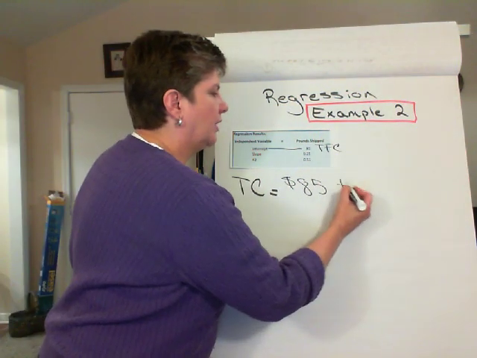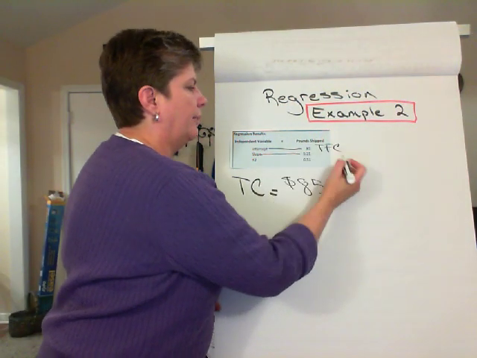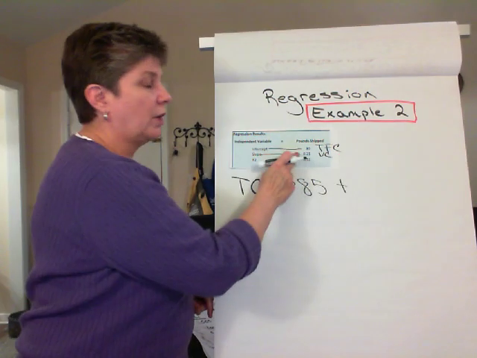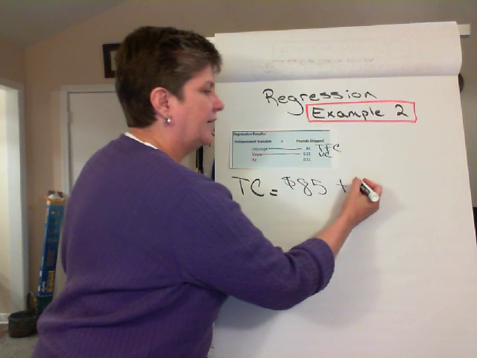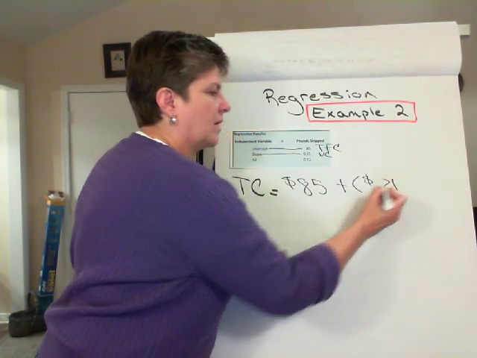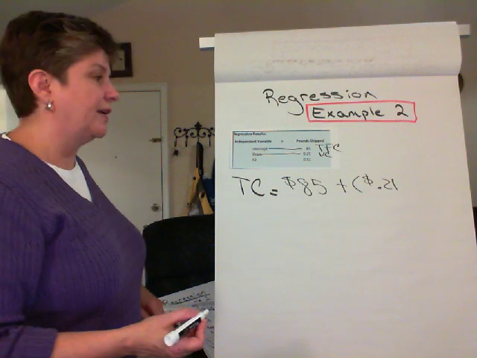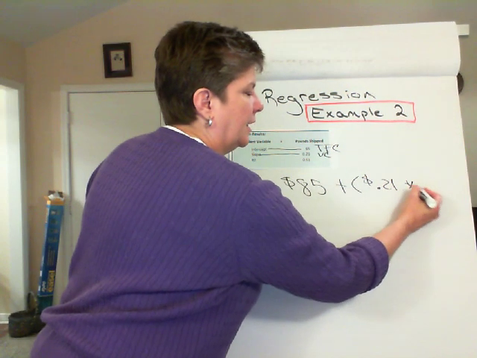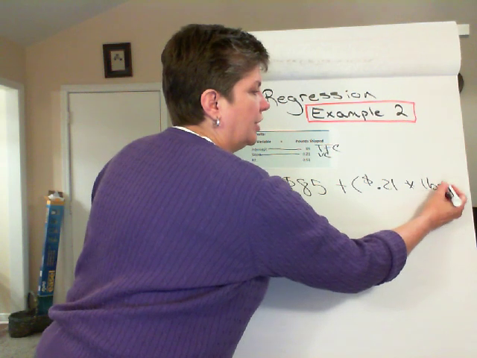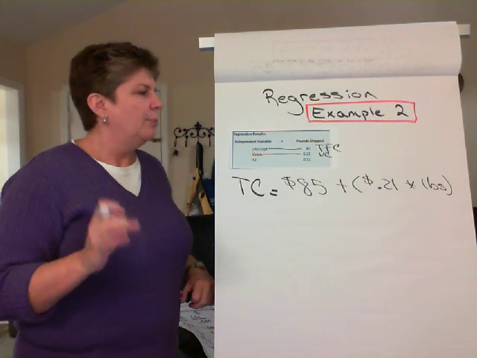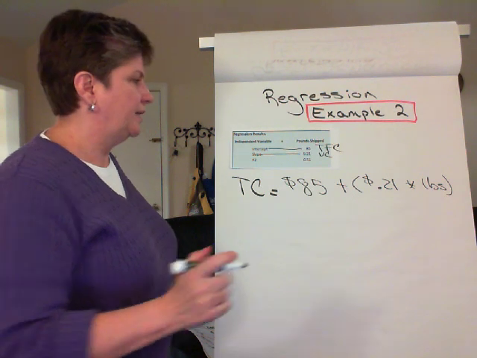And the slope of the line, remember, is our variable cost per pound. So our variable cost per pound for this set of data is 21 cents. I believe we got 18 cents for example 1, and that would be 21 cents times the number of pounds shipped, and we could use that formula to estimate our cost. But here is where I really want you to pay attention.